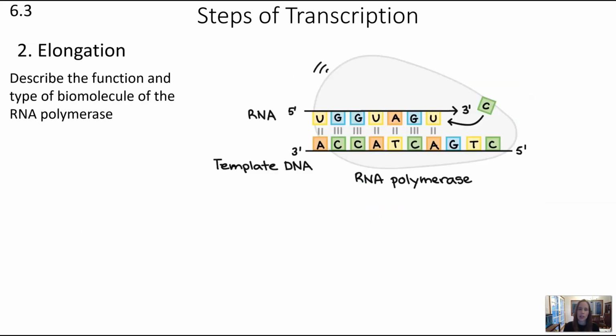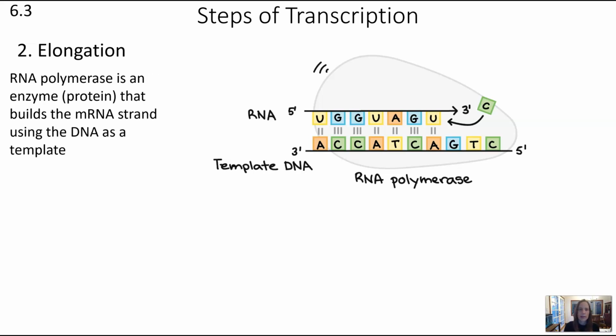Next step is elongation. Here we have growth. So here we have a picture of RNA polymerase attached to the DNA. So describe the function and type of biomolecule of the RNA polymerase. RNA polymerase is an enzyme, so it's a type of protein, that builds the mRNA strand using the DNA as a template. So it adds nucleotides to the growing RNA strand, very similarly to what we saw DNA polymerase do, but here we have RNA polymerase. So we're building a polymer. We're building that nucleic acid strand from nucleotides of RNA, using that template DNA as an instruction manual.